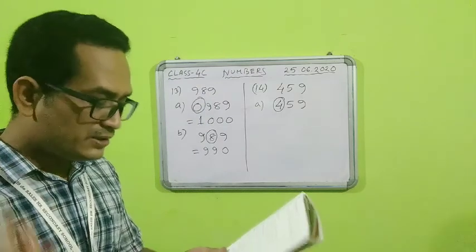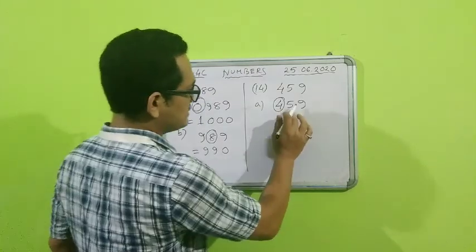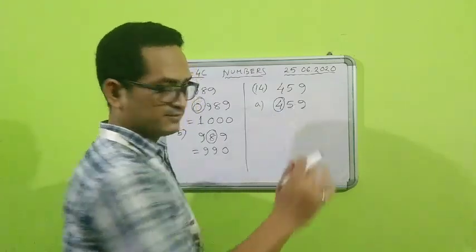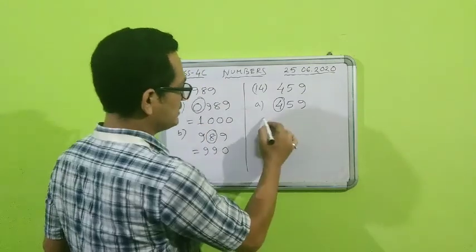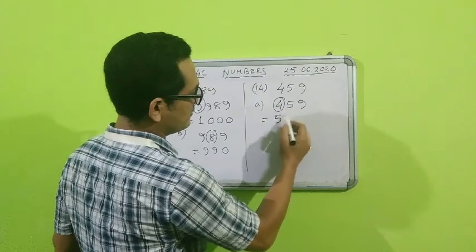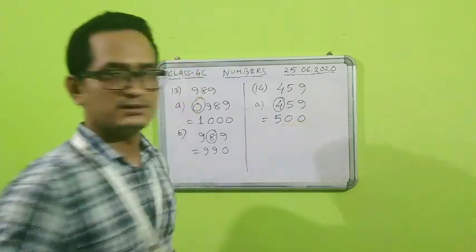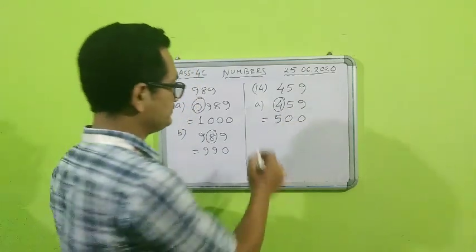Fine. So we need to round up to 100, which means since it is on the tens place it is 5. Now 5 or greater than 5 we have to add 1 with the rounding place. So 4 plus 1 it will become 5 and this 5 will be replaced by 0. So the answer will be 500.